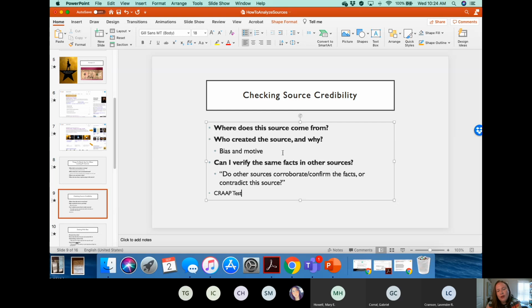Then you also want to see if you can verify the same facts in other sources, what we call cross-checking. Do other sources confirm or contradict what's going on in this source?